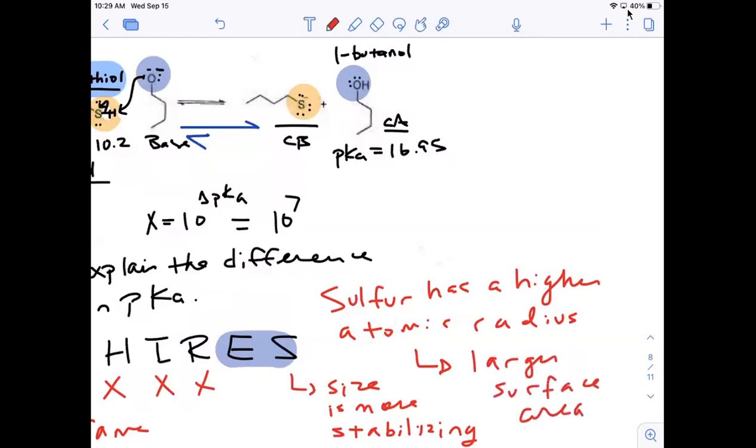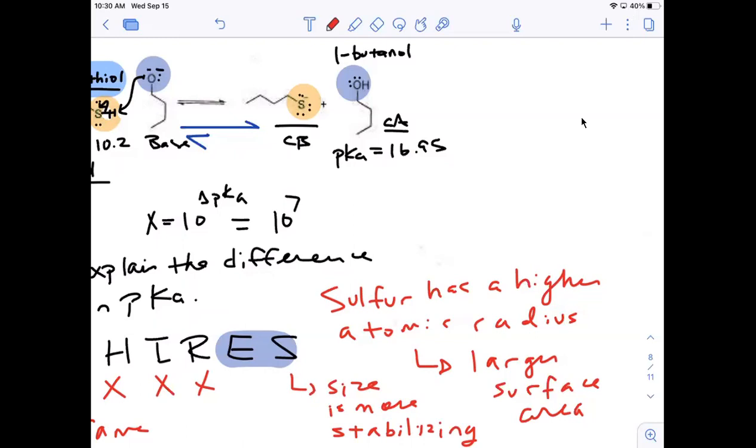How is size more stabilizing than the other one? Yeah, so let's think about it. If something is more electronegative, that means it's more desirous of electrons. So it really comes down to, and this is a theory that we never discussed, but I can introduce you to it. It really comes down to whether or not the atom is what we call hard or soft.